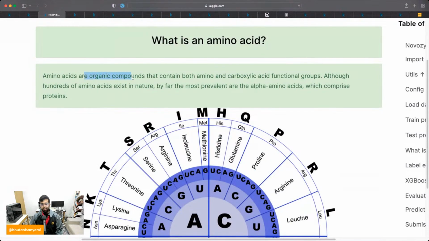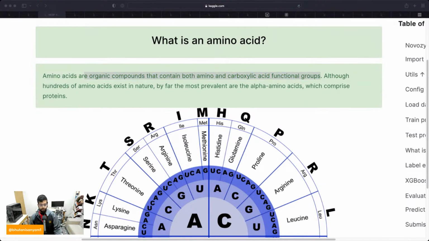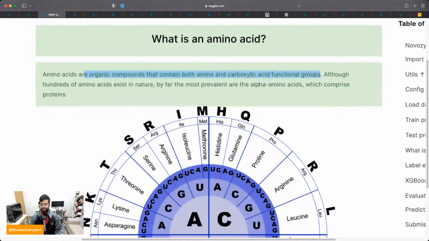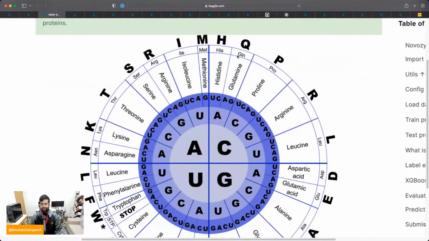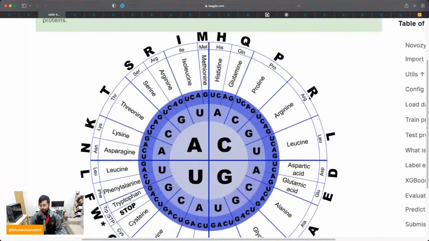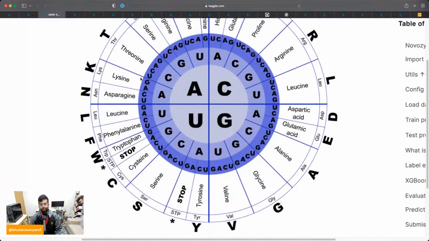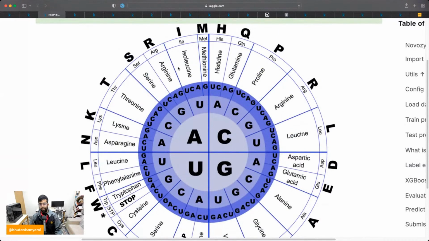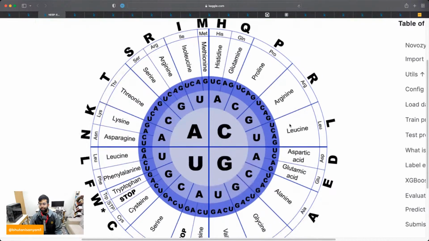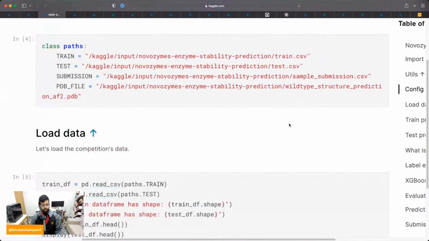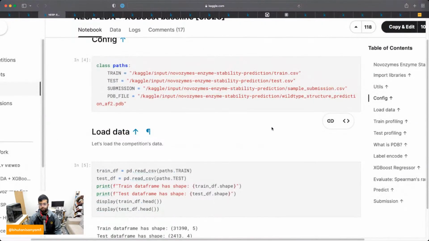Amino acids are organic compounds that contain both amino and carboxylic acid functional groups. If you don't know these words, or if you didn't have a painful school experience where you had to literally remember all of these, like me, I'm just complaining here. If you don't understand these words, it's just a chemical compound. That's the simplest representation I can point you to. As you can see, these are different random letters, which I don't understand. But if you start looking them up, all of these have some properties, some representation. These letters represent these amino acids. So that's where the competition starts to come into the picture.